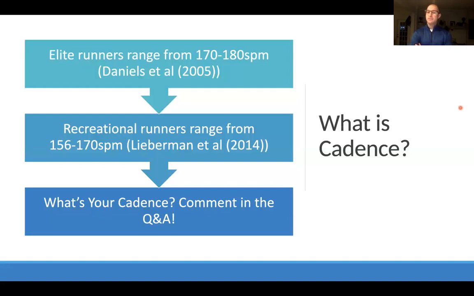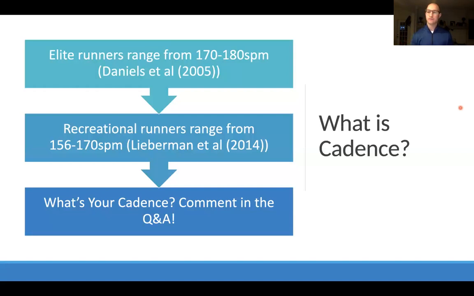Now, based on some research over the years, back in 2005 specifically, Daniels came out with an article where he was studying elite marathon runners. And what they found was that during that marathon event, the majority of runners' average cadence was between 170 and 180 steps per minute. Why does that matter? Because we've taken this and I think run with it too far.